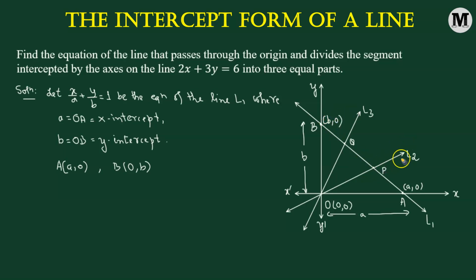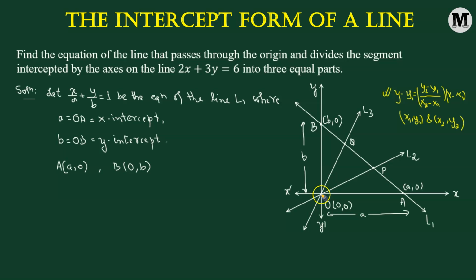Now, in order to find the equation of the two lines L2 and L3, we will take the help of the two-point form of a line. The two-point form of a line is given by y - y1 = (y2 - y1)/(x2 - x1) multiplied by (x - x1). Here we have a point (x1, y1) and another point (x2, y2). If a line passes through these two points, then the equation of the line can be obtained by using the two-point form of a line.